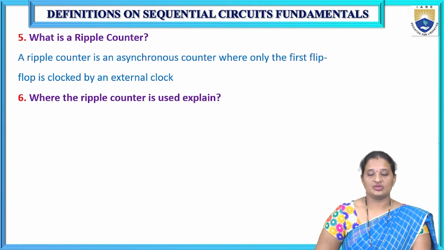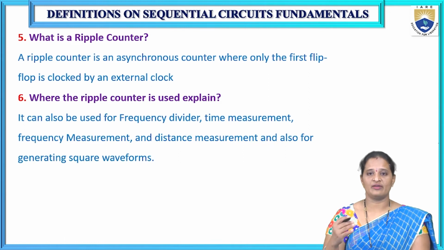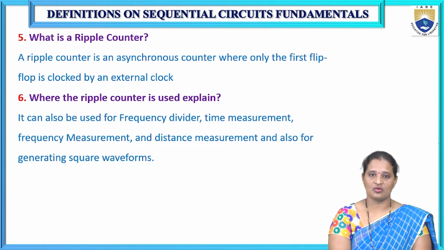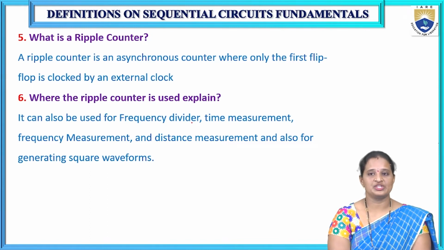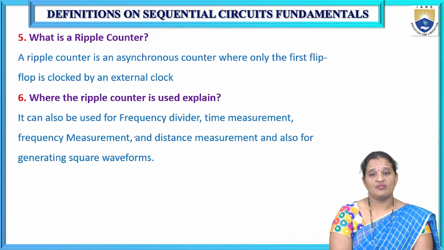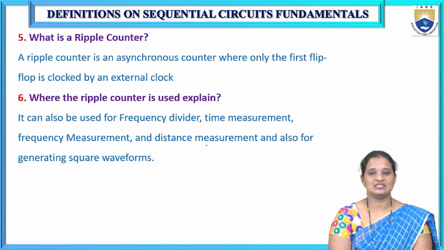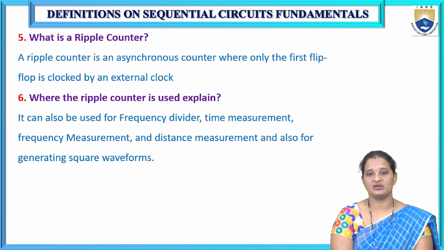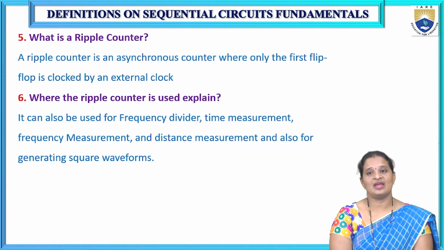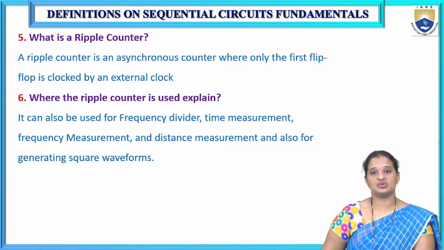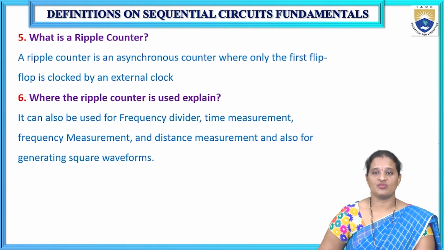Where are ripple counters used? What are the applications of ripple counter? A ripple counter is used for frequency division, time measurement, frequency measurement, distance measurement, and also for generating square waveforms. So these are the major applications. We can use these asynchronous counters as frequency dividers and time measurement devices, and also for frequency measurement and distance measurement. These are also used for generating square waveforms.